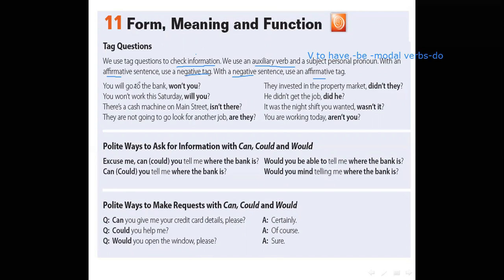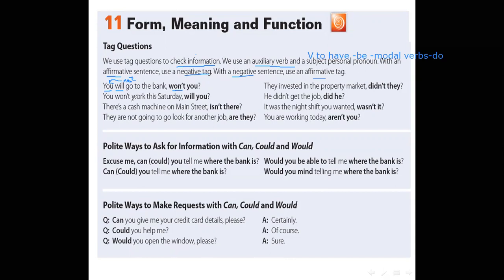Here, we should at first determine where the auxiliary verb is. Excellent. You will. Where is the subject? You. So, this sentence is affirmative, so we will use the negative form for the tag question. We will add not, then we will make a cross, and so we will form the tag question. It's a very simple way. Won't you? Won't is short for will not.